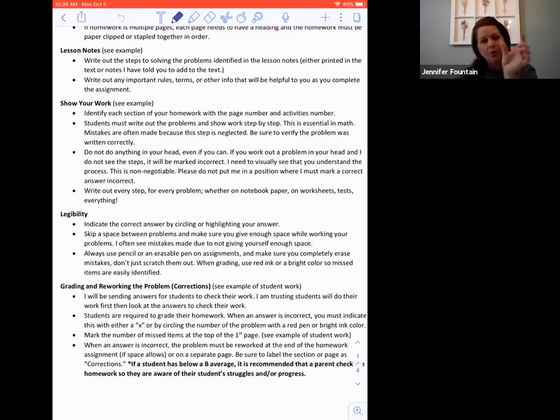Now, if it's a worksheet and the problem's written right there for you and you can just start working it underneath it, that's totally fine. But I need it neat and organized. I need it to be step by step so I can follow along with what you did.